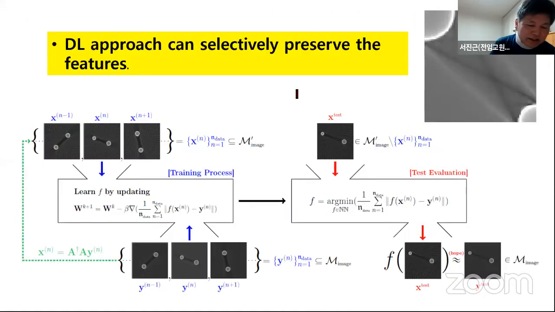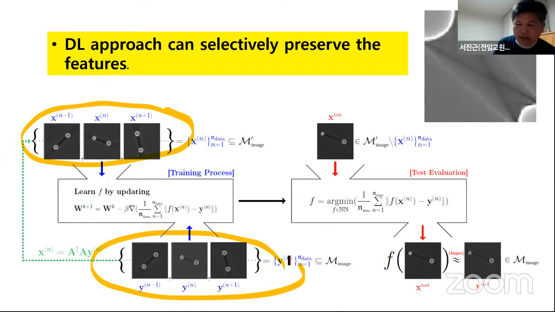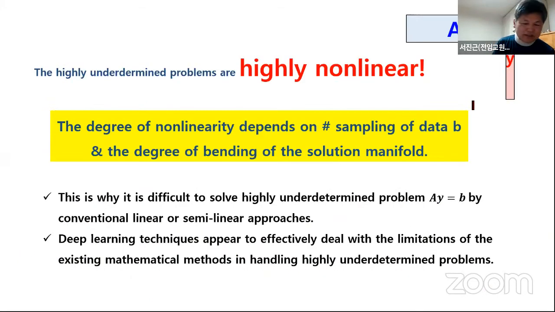But on the other hand, deep learning approaches selectively preserve the feature. The main reason is the input. They compare the input and output. They look at this feature and then try to preserve. That's the reason why deep learning is successful. I will explain why deep learning is successful more precisely. And also I summarized it.